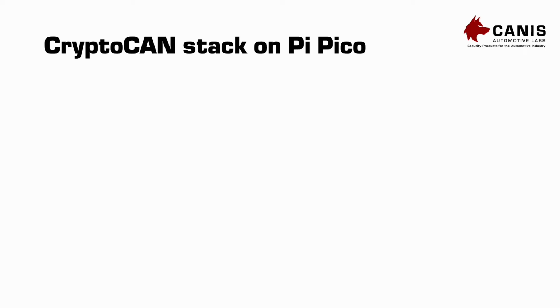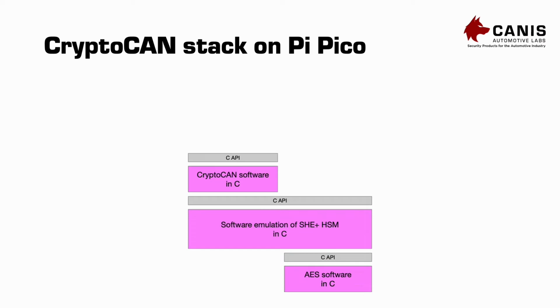Canis Labs uses the Raspberry Pi Pico with the CANPico board as a platform for evaluation and rapid prototyping. We already produce micropython firmware for this hardware to give Python access to sophisticated CAN functions, and our latest micropython firmware adds CryptoCAN support. The micropython firmware contains the standard C distribution of CryptoCAN that includes a pure software emulation of an SHE hardware security module.